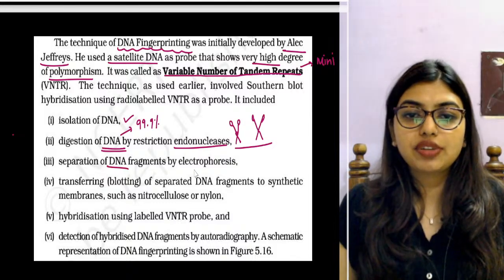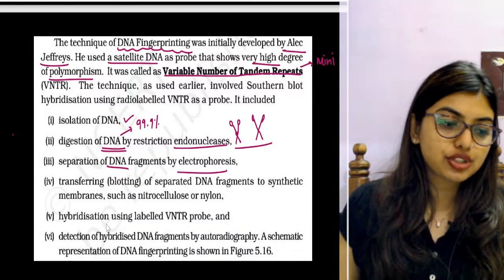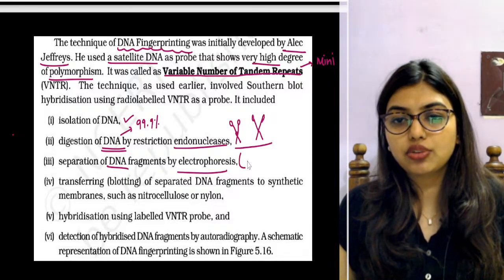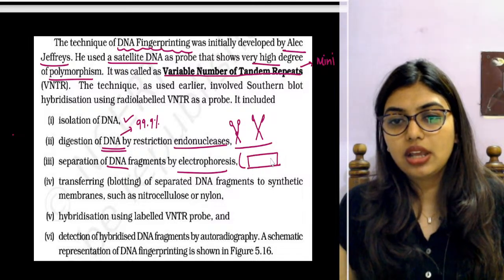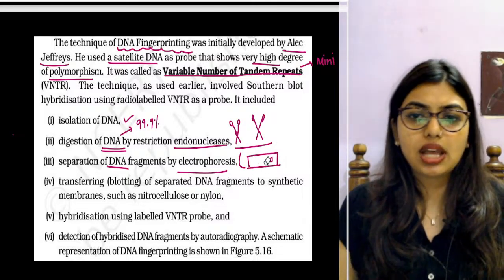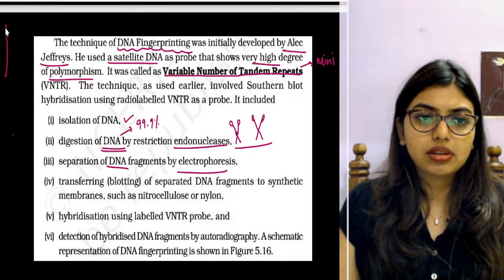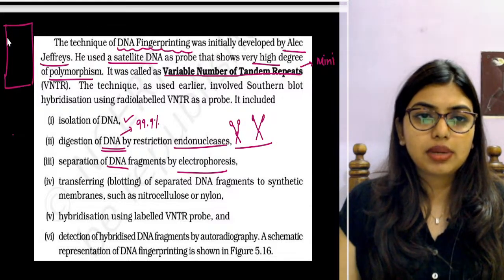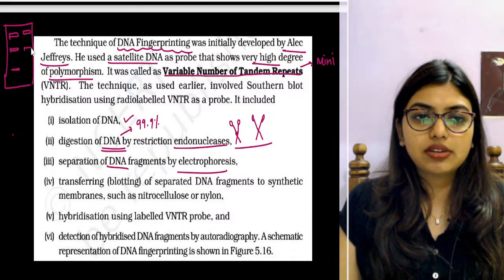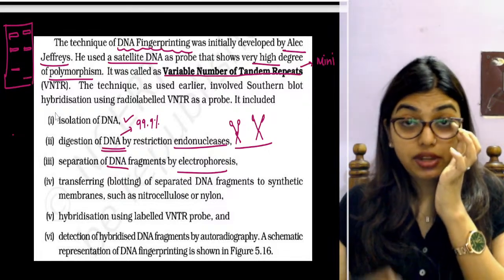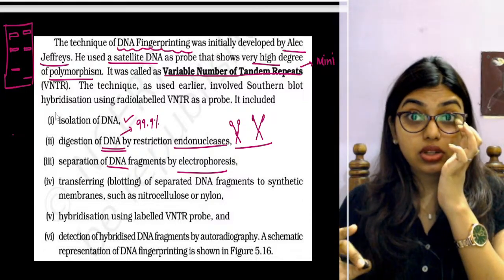Then comes separation of DNA fragments by electrophoresis, which I'm going to teach you today, where this will be your agarose gel. I don't know, students, has your teacher taught you agarose gel anywhere, for example in biomolecules? So students, this is your DNA molecule. We'll see that a few fragments run faster. The larger ones will not run too fast, and the smaller ones will keep running faster. So this is totally done on the basis of size.